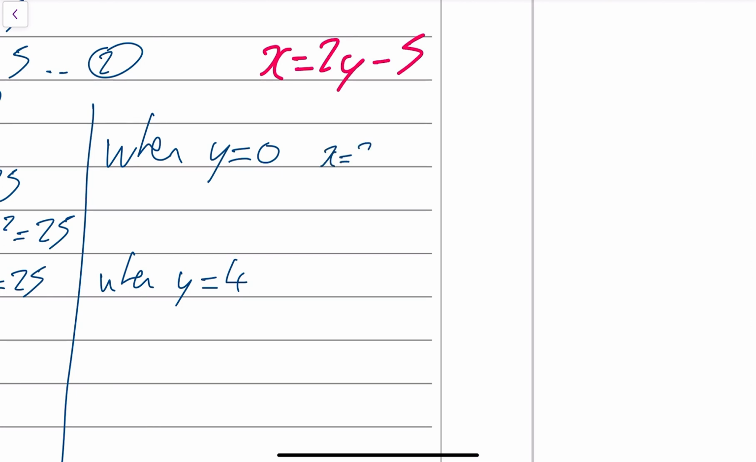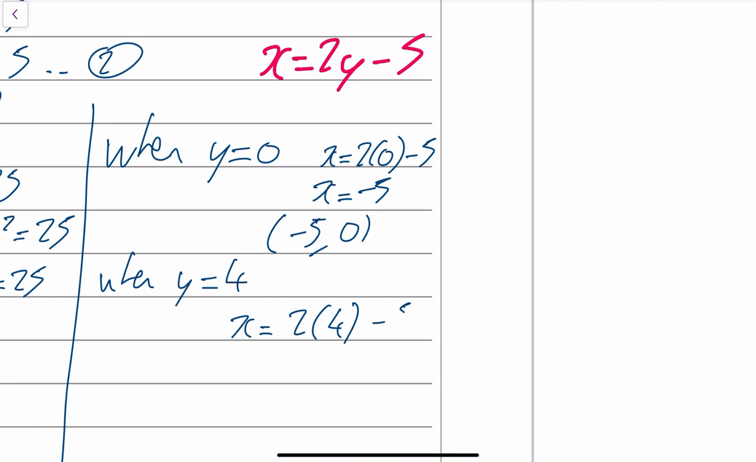So when y equals 0, x equals 2 times 0 minus 5, x equals minus 5. So that gives you the point minus 5, 0. And the other one, when y equals 4, x equals 2 times 4 minus 5. 2 times 4 is 8, minus 5 is 3, so that gives you the point 3, 4.